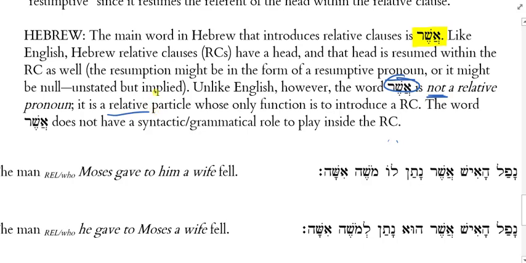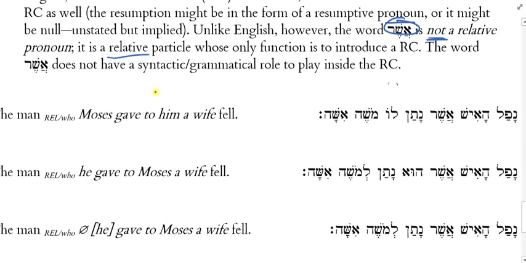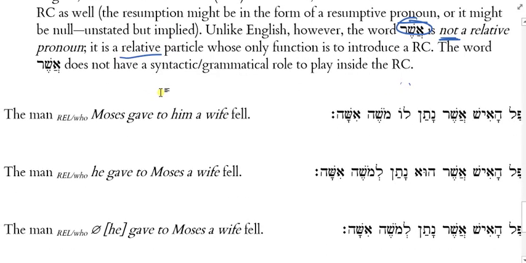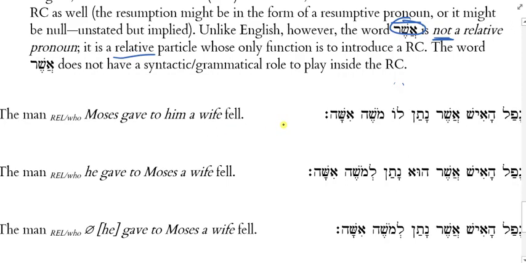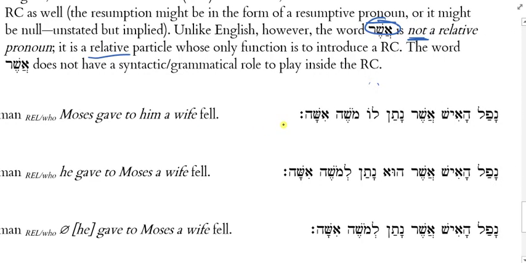Relative pronouns have grammatical roles, right? The man who came to dinner. Who is the subject of came to dinner. But when I have an asher in Hebrew, asher does not actually have a grammatical role. And so let's walk through some of these examples here. Number one, I'm going to say the sentence in Hebrew: the man who Moses gave to him a wife fell. That's sort of convoluted English, but look at how it happens in Hebrew.